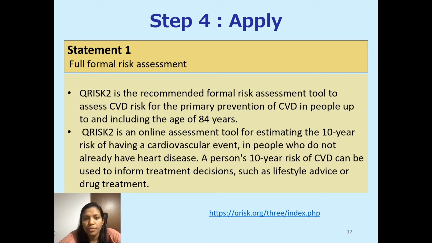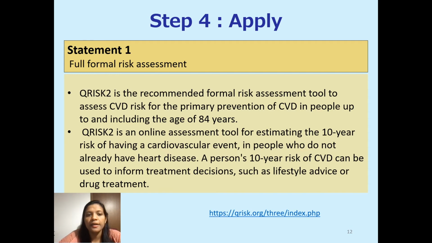So we will try to apply these steps for our patients. We will first do the full formal risk assessment for our patient. We have to use the QRISK2 for that. QRISK2 is an online assessment tool for estimating the 10-year risk of having a cardiovascular event in people who do not already have heart disease, which is similar to our patient. A person's 10-year risk of CVD can be used to inform treatment decisions such as lifestyle advice or drug treatment.